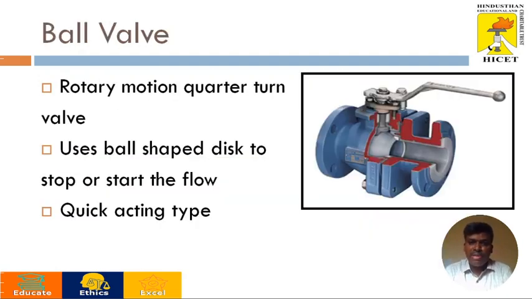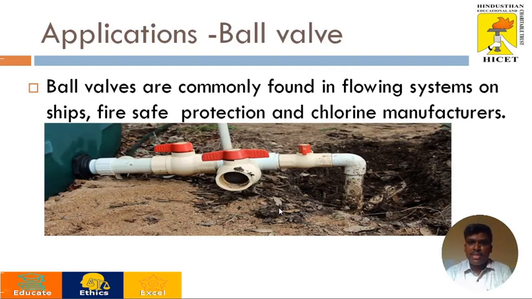And next one is the ball valve. From the name itself we can know that. So this is the ball. It is ball shaped because the valve plug is completely in the form of a ball. This is a quarter turn. When we move this lever through 45 degrees, it's completely open where the flow gets resumed. And this shape is exactly called a ball or ball disc to start as well as stop the flow. So this is quick acting type. For applications, it can be used for fire safety and ships. Even in manufacturing industries we can use this type of valve.